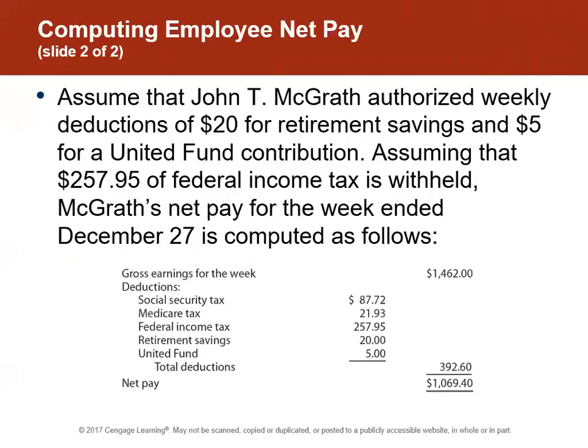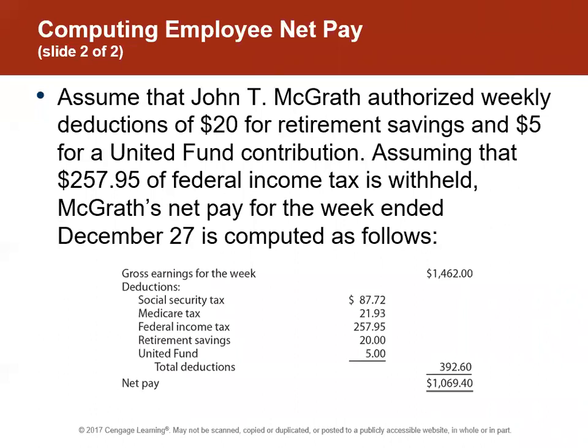Let's look at John T. McGrath. He authorized weekly deductions of $20 for retirement savings and $5 to United Fund contributions. That's just a charitable donation. We assume that $257.95 is withheld for federal income tax, and they're showing us all of his deductions.